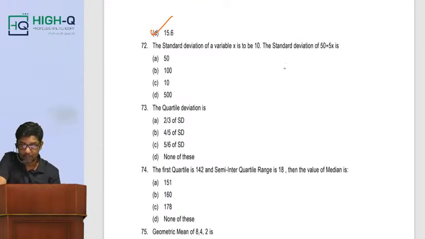Next one. The standard deviation of a variable x is 10. The standard deviation of 50 plus 5x. Of course, simply 5 into standard deviation of x. 5 into 10 equals 50.